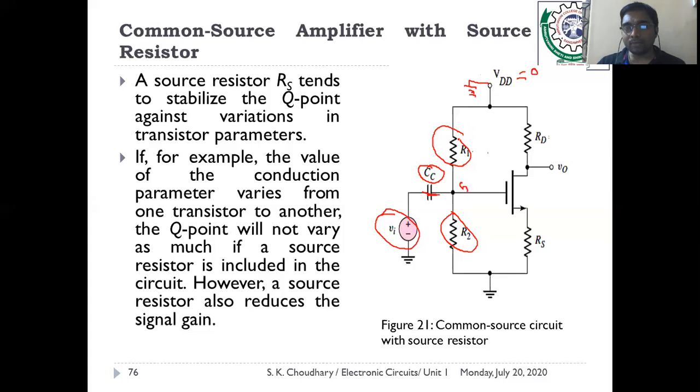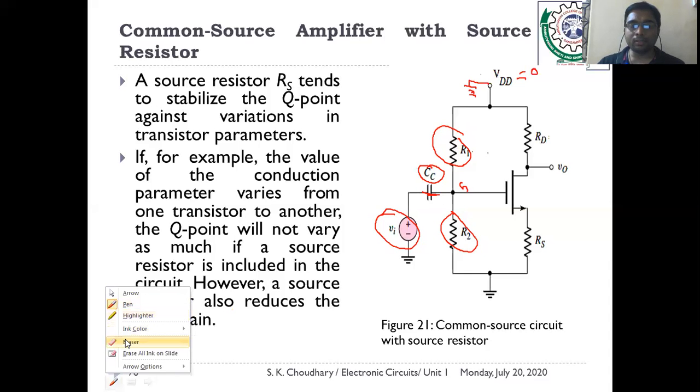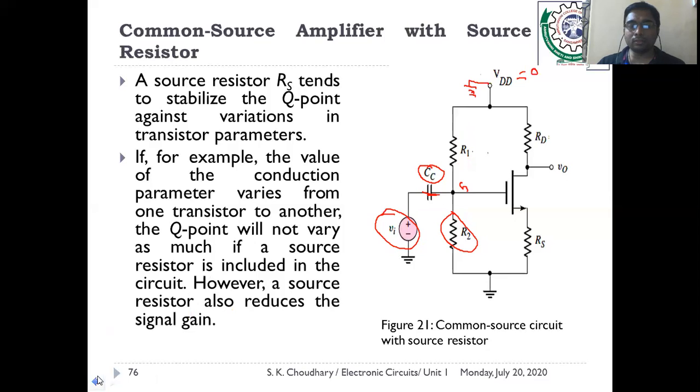So here VDD becomes 0 because it is represented by a ground signal. One end of R1 is connected to the gate terminal and the other end is connected to the ground. So you can consider R1 and R2 parallel to each other, and it is represented by Ri. So Ri is what? Ri is R1 parallel R2. Okay, and Ri has one terminal connected to the gate, the other connected to ground.